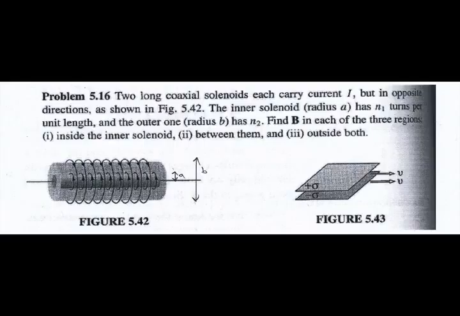They gave us two long coaxial solenoids that each carry current I. They gave us A as the radius of the inner solenoid with N1 turns and B as the radius of the outer solenoid with N2 turns. They want us to find the magnetic field in three regions: inside the inner solenoid, between the solenoids, and outside both solenoids.